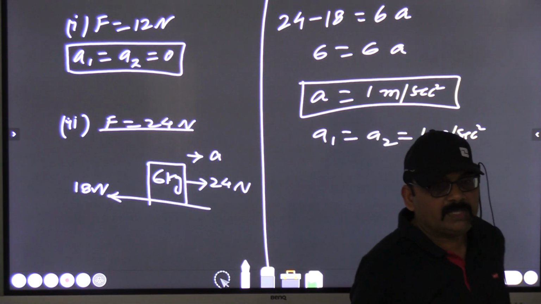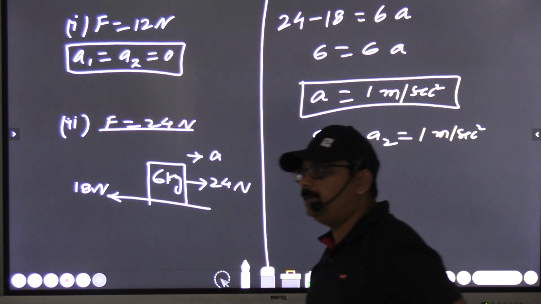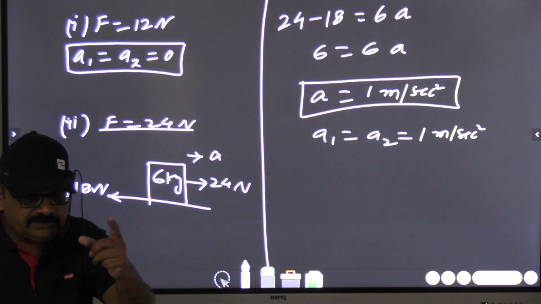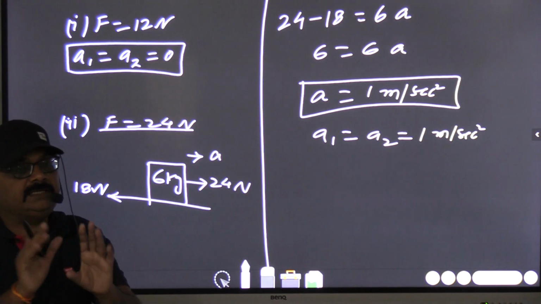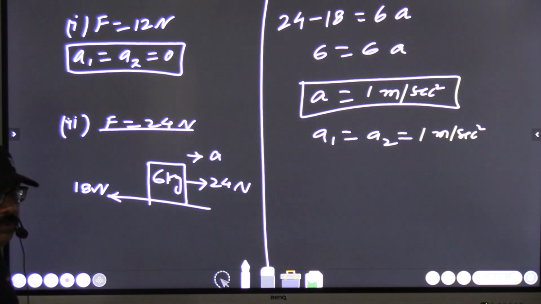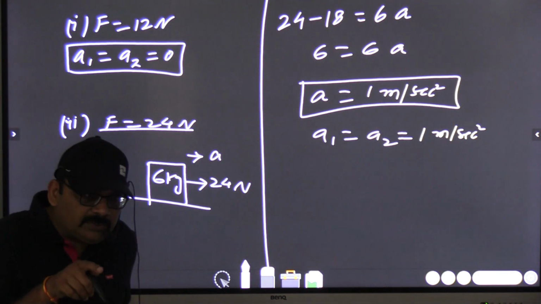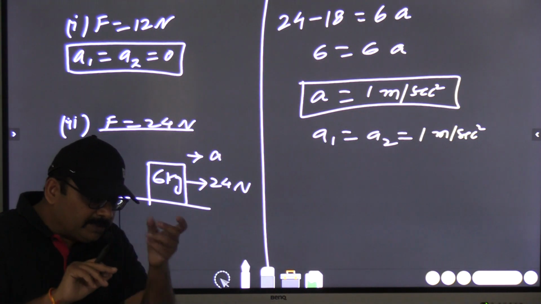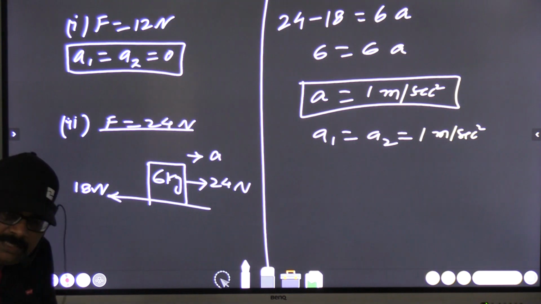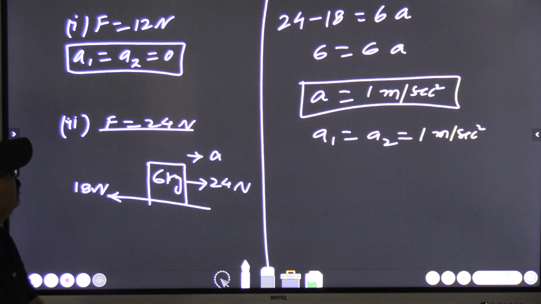Now, which is the most important part? The third part, where the blocks are moving separately. So if they are moving separately, the accelerations will be different. We need to find A1 and A2, and before finding accelerations we need to understand why the upper block is sliding and in which direction the upper block is sliding over the lower block, right? So moving to the third part of the question, that the external force is 36 Newton, right?